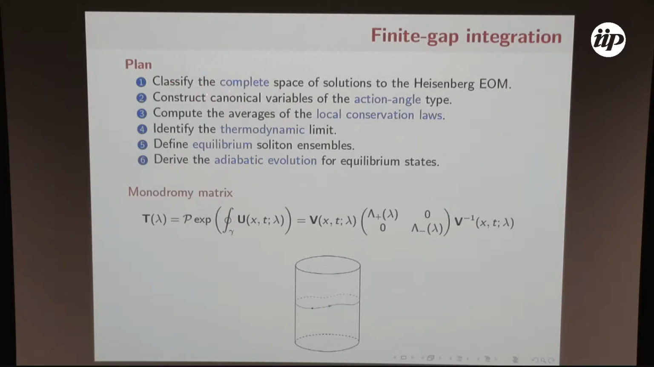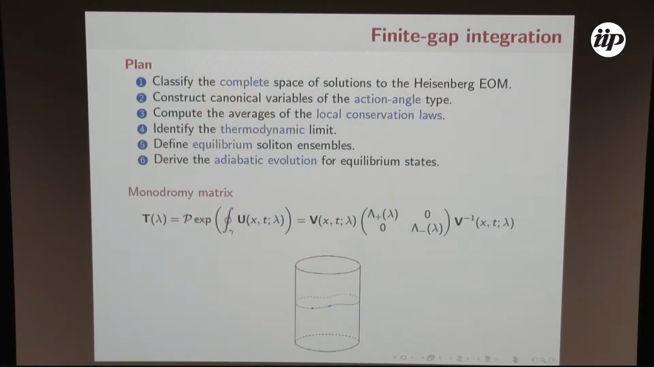Then, from this space of solutions, moreover, we are interested in identifying the most natural set of coordinates, namely the action-angle type of coordinates, because this is where the motion of the system is most simply described. In terms of these coordinates, we will learn how to compute the averages of local conservation laws. And once we understand this, we will identify an appropriate thermodynamic limit. So we'll consider a state which has a lot of nonlinear modes in there. And then in this limit, we will be able to define the notion of equilibrium soliton ensembles.